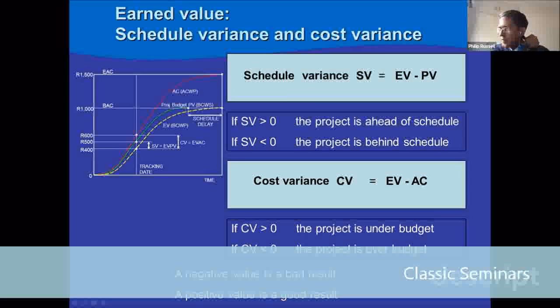From a cost perspective, the cost variance is the earned value minus the actual cost. The earned value at the moment is 400 Rand. The actual cost is 600. So 400 minus 600 is negative 200. So that is less than 0. And so that gives us a negative number, which, based on our slide that you're looking at, means the project is over budget. We have overshot our budget. We have spent more than we had planned. So basically a negative result, a number that is less than 0, is a bad result. A positive number is a good result.